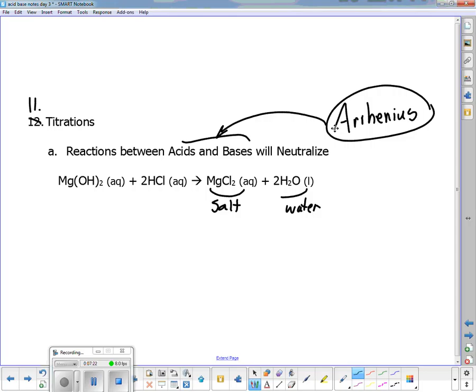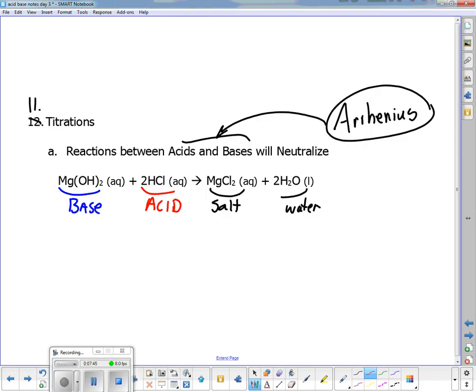Okay. Then we have a base over here. Our base is our OH. And our acid is our HCl. So as we're looking at this, we should be able to identify a base, acid, what's the salt, and what's the water. And we'll talk about salts more towards the end, because not all salts are neutral.